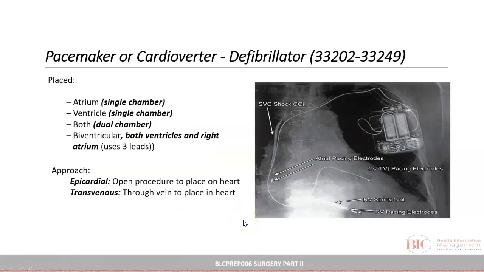So a pacemaker can be placed in the atrium, which is a single chamber. The ventricle is also a single chamber. If it's both, that's what they consider a dual chamber. Biventricular is both ventricles and the right atrium, and they use at least 3 leads. The approach could be done either epicardial or transvenous. Epicardial is an open procedure to place on the heart. Transvenous is through a vein to place in the heart.